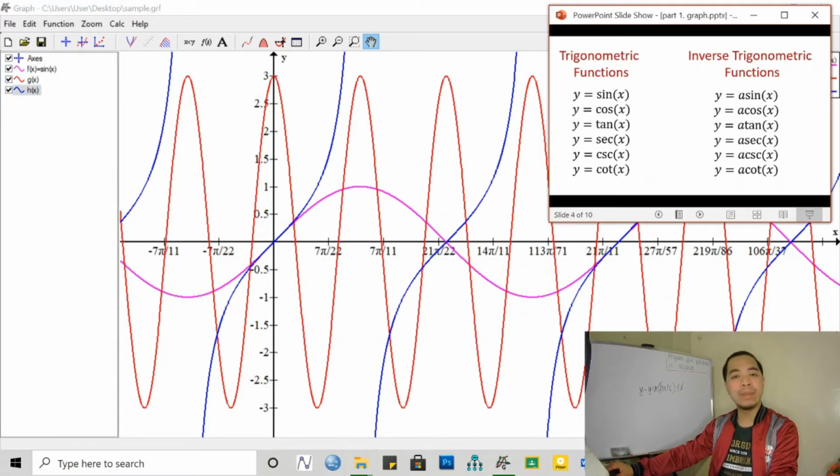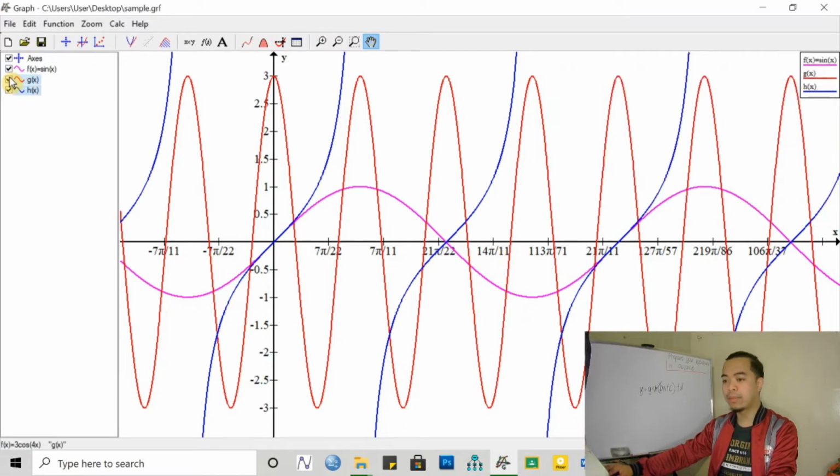They are our inverse trigonometric functions. The syntax for inputting the inverse trigonometric functions is this one. If you notice, it's all the same as our trigonometric functions except for that letter a. Letter a is actually a command. It tells the graph calculator that you want to graph an inverse trigonometric function. So we are not referring to the amplitude here. This is a command to tell the graph calculator that it is an inverse trigonometric function.